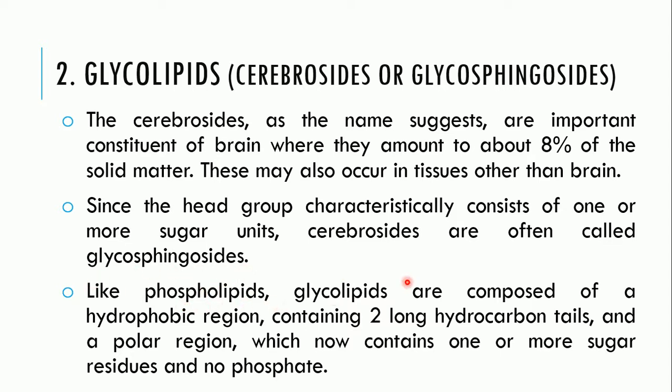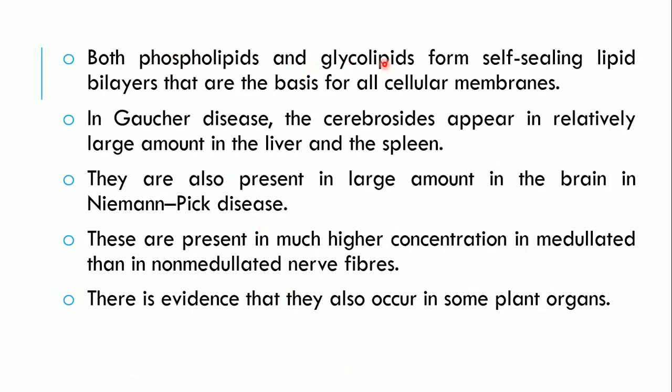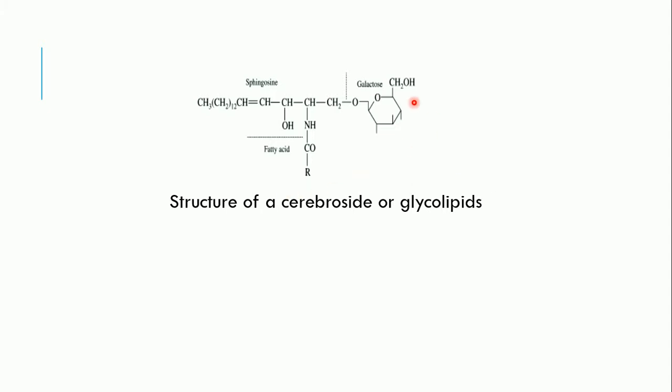Like phospholipids, glycolipids are composed of a hydrophobic region containing two long hydrocarbon tails and a polar region which now contains one or more sugar residues and no phosphate. Both phospholipids and glycolipids form self-sealing lipid bilayers that are the basis for all cellular membranes. In Gaucher disease, the cerebrosides appear in relatively large amounts in the liver and spleen. They are also present in large amounts in the brain in Niemann-Pick disease. These are present in much higher concentration in medullated than in non-medullated nerve fibers. There is evidence that they also occur in some plant organs. Structure of cerebroside or glycolipids.